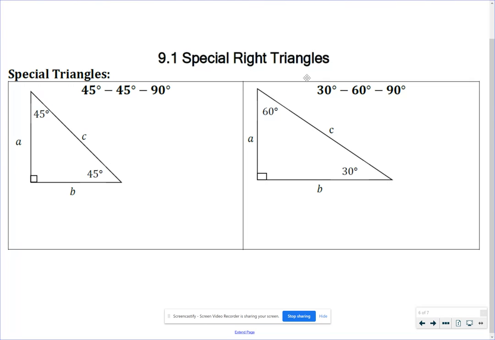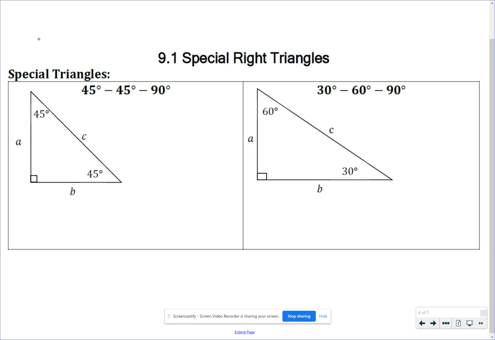All right, this is the second part of our section 9.1. We're going to talk about a couple of special right triangles. The first type is a 45, 45, 90, and you can see why. We have a 45-degree angle, a 45-degree angle, and a 90-degree angle down here in the corner. So, a 45, 45, 90 right triangle.